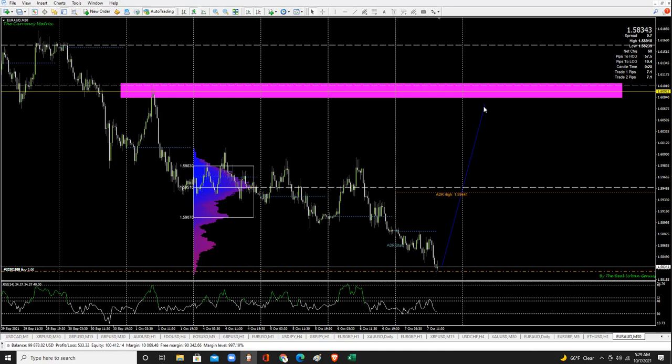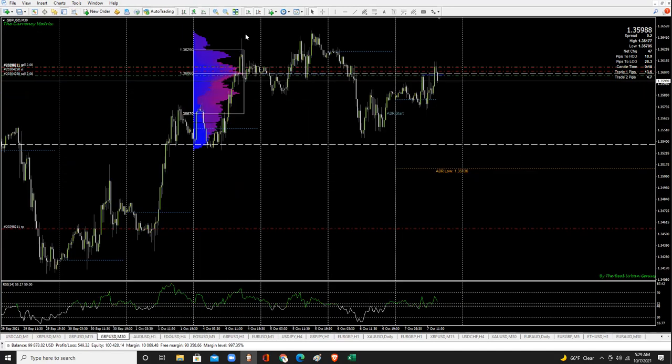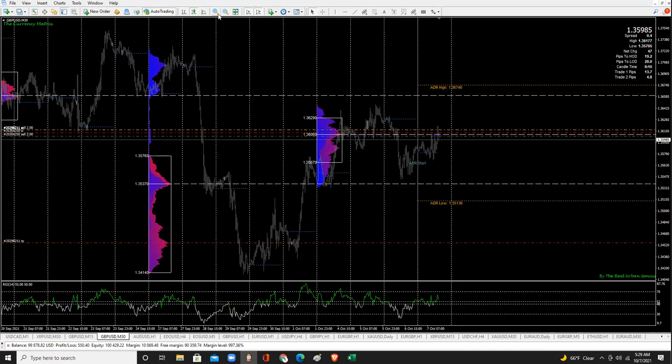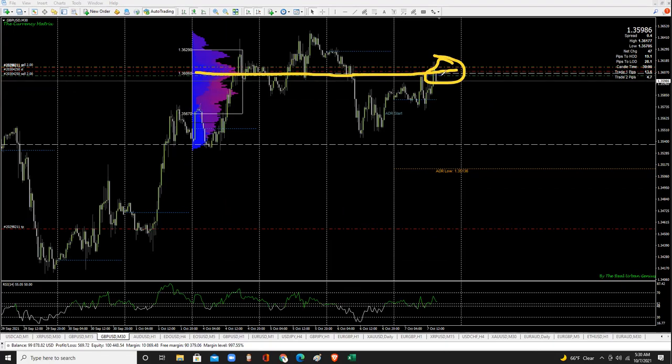All right, next we're gonna go ahead and hop over on GU. Again, looking at it from the volume perspective, as you see, here's the point of control right here. That's where I took my sell. I took my sell off of the point of control. Here's the volume range. Notice how the volume is heavy right in here.